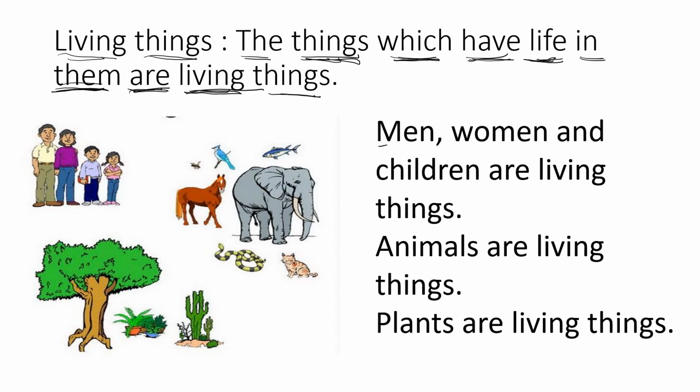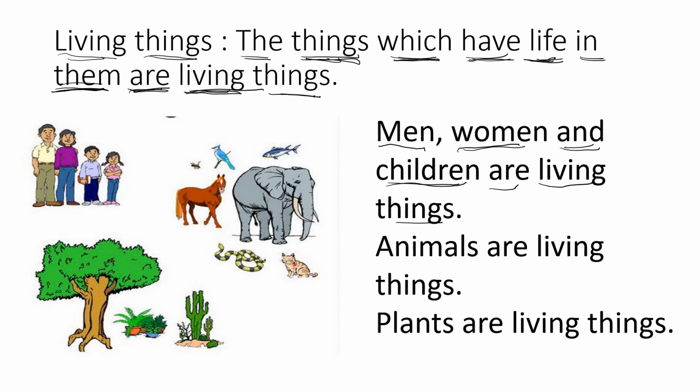Let's read the first line here. Men, women, and children. All these are human beings. They are called human beings. Men, women, and children. So all these, I'm sure you know, they eat, they grow, they breathe, they touch, they feel, they move around. So let us read once again. Men, women, and children are living things.